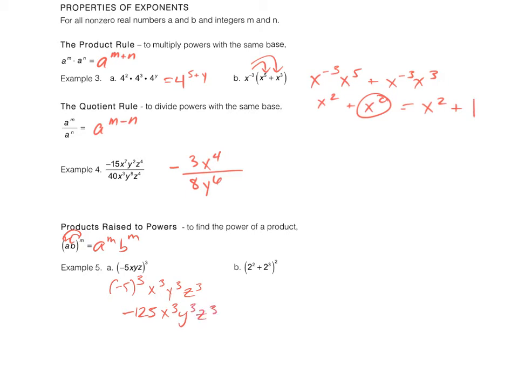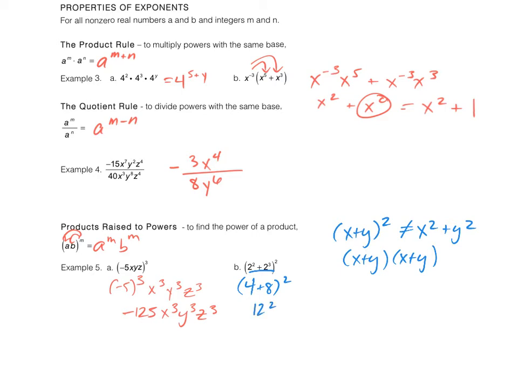For example 5b, I want to point out that in this case, if I have x plus y squared, that does not equal x squared plus y squared. What it really equals is x plus y times x plus y, which usually then you would FOIL. So with example 5b, we're going to have to look at what's inside the parentheses first. We're going to use our order of operations. So 2 squared is 4, 2 cubed is 8, and then all of that is squared. So 12 squared equals 144.